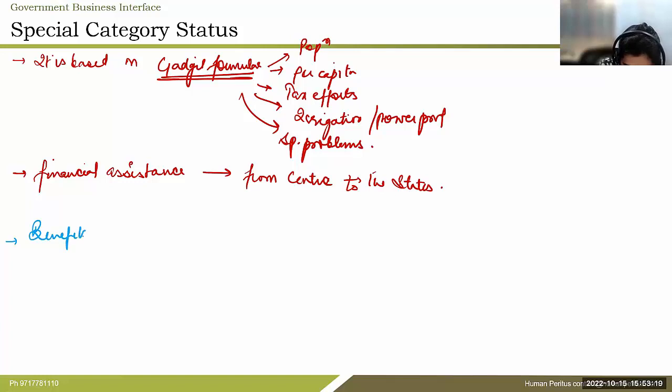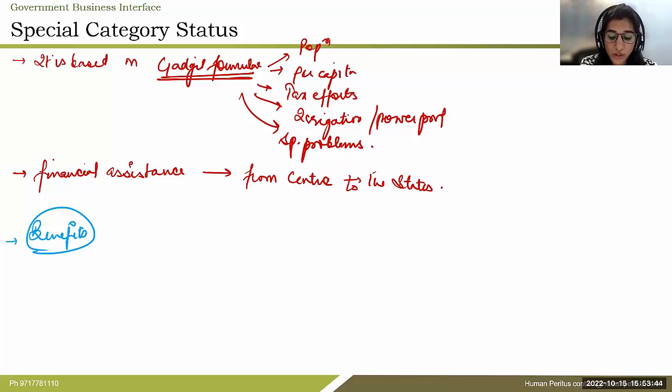What benefits do the special category status states get? See, there are various criteria, as we have seen, on the basis of the Gadgil formula. According to these criteria, various kinds of states are selected which are given special category status, from time to time, which were given. I'll tell you why I'm using this word "were given".